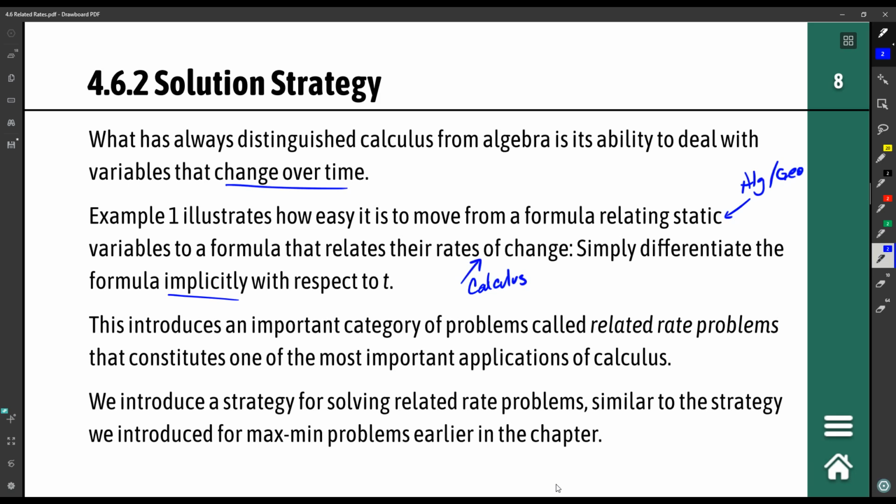So what this will do for us then is introduce an important category of new problems called related rates problems. So that's where we're going to be heading next. Those constitute one of the most important applications of calculus. And in the next two slides, we're going to look at a strategy for solving those problems, similar to a strategy of max-min problems that we saw in previous days.